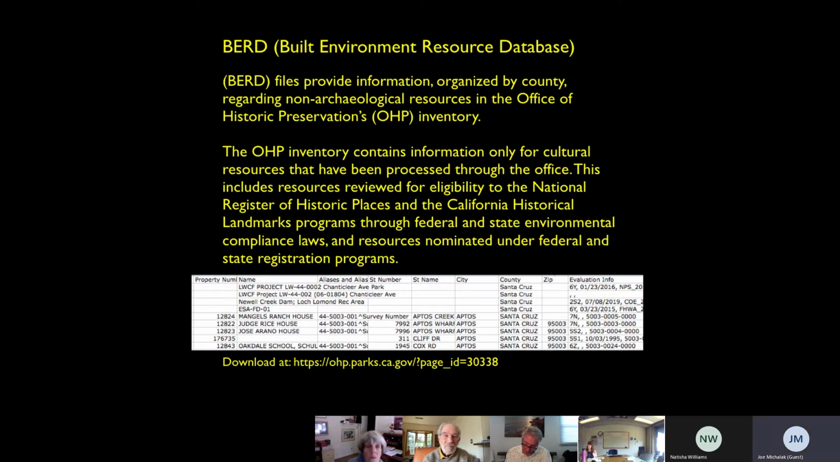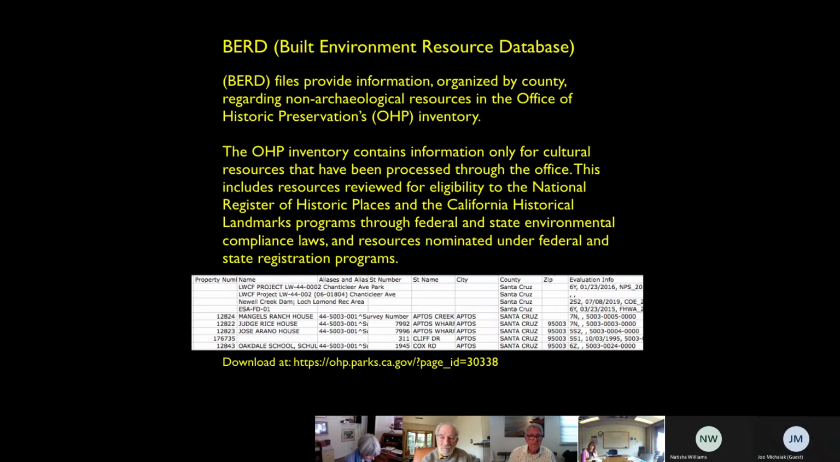Okay, Built Environment Resource Database. It's called the BERD, so I don't know why they came up with that. But if you want to get the BERD, you go to the Office of Historic Preservation. And what is it? Well, it's an inventory of all historic properties in the state of California by city. So the example I give you, it's a spreadsheet. You can download it, and it will list all the historic properties, where they're located, and it'll give the evaluation on the far right-hand side of this example.